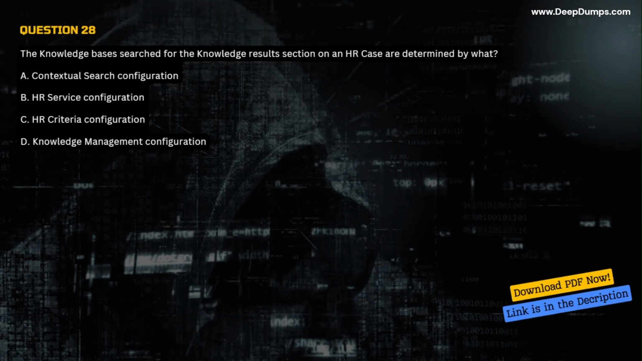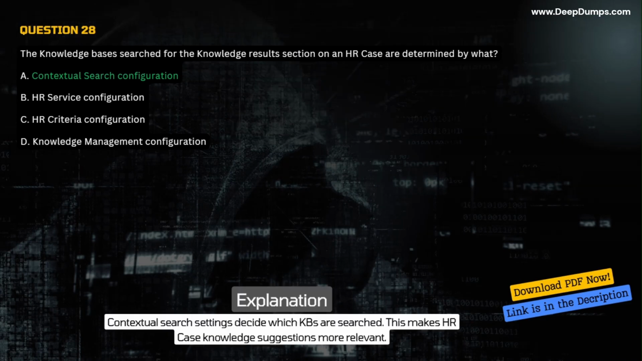Question 28. The knowledge bases search for the knowledge results section on an HR case are determined by what? A. Contextual search configuration. B. HR service configuration. C. HR criteria configuration. D. Knowledge management configuration. Correct answer A. Contextual search configuration. Explanation. Contextual search settings decide which KBs are searched. This makes HR case knowledge suggestions more relevant.